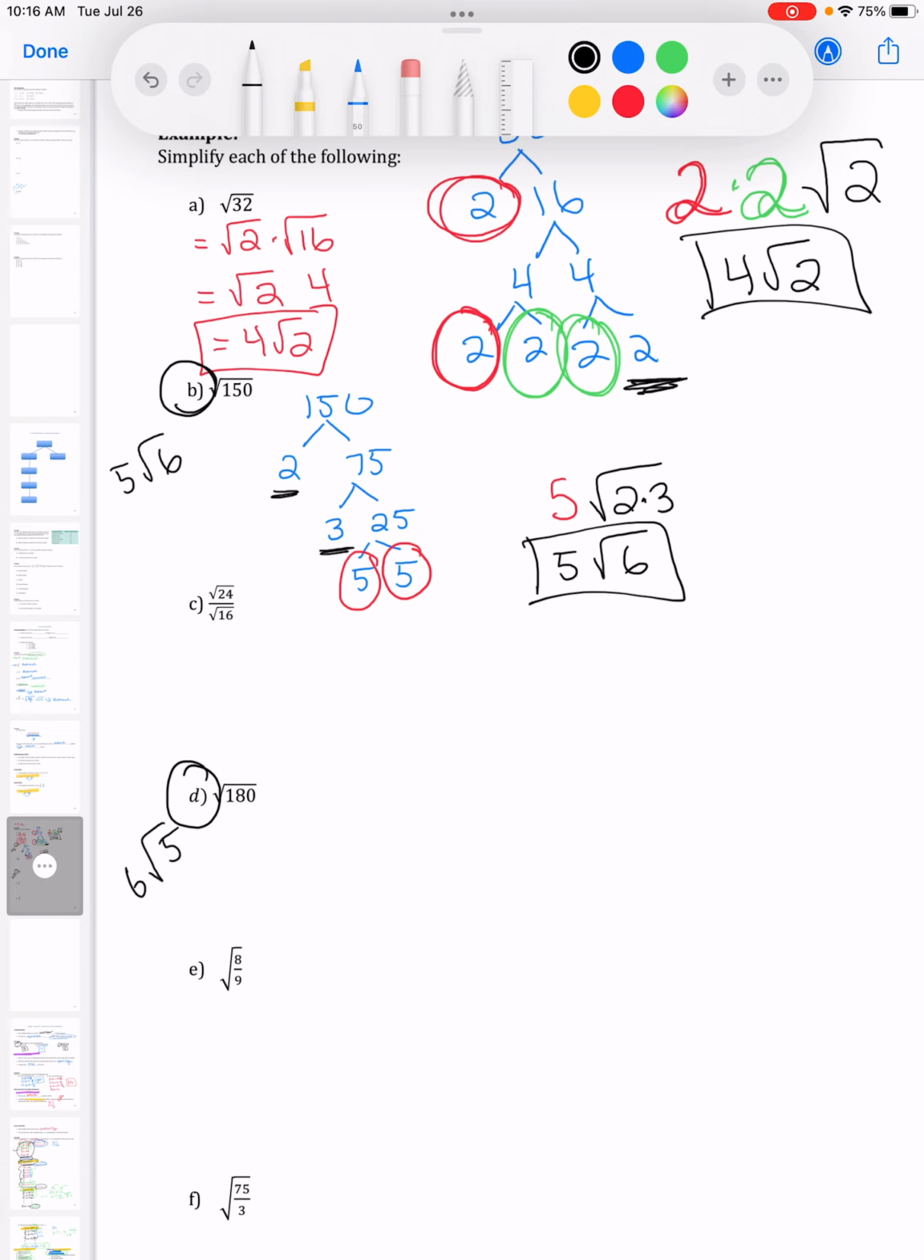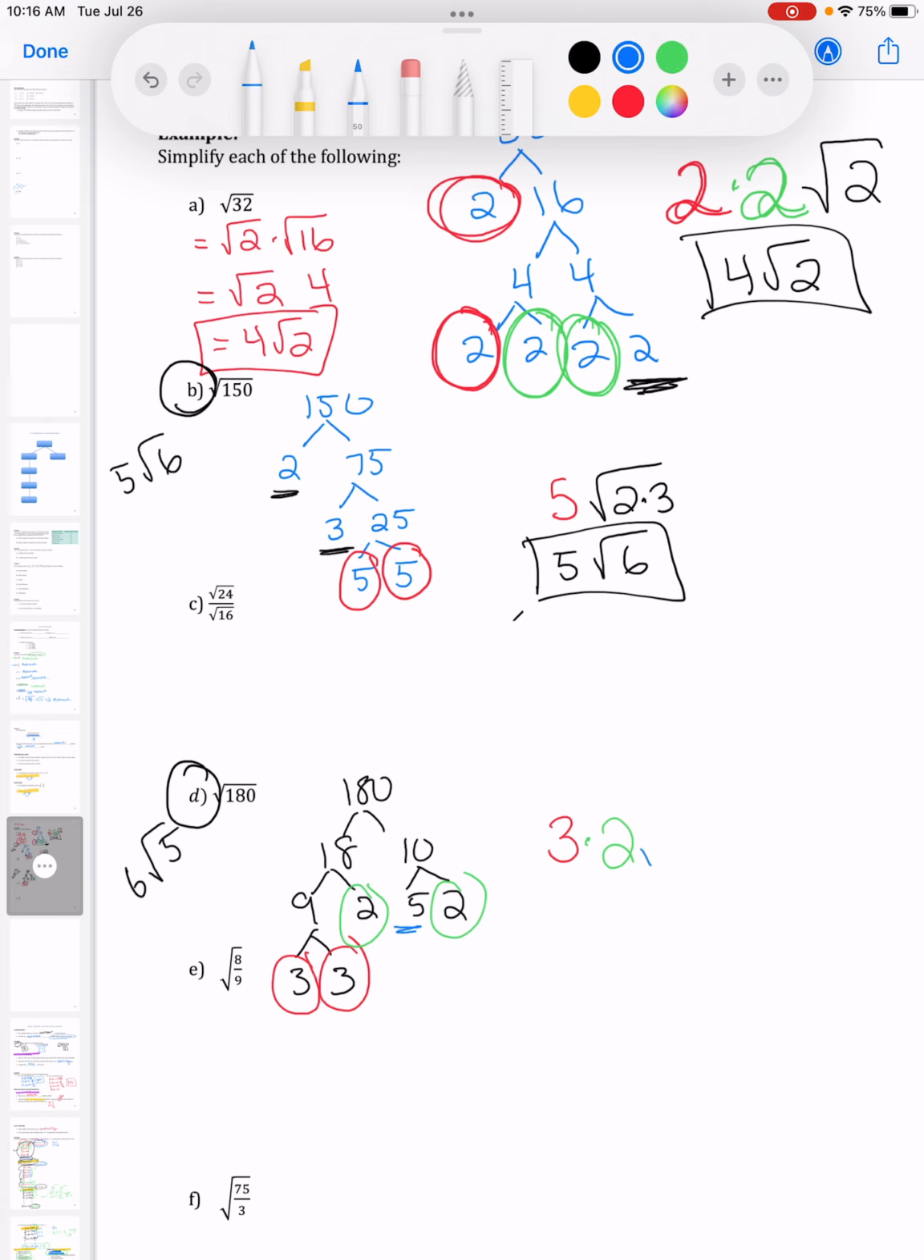Let's look at D. Oops. Erase that line there. 180. I'll do the 18 times 10 this time. All right, I'm going to get my pairs. They've got to be exactly the same. They're twins. So I've got a pair of 3s, I've got a pair of 2s. And I've got this 5 that's left over. So I've got 6 square roots of 5.